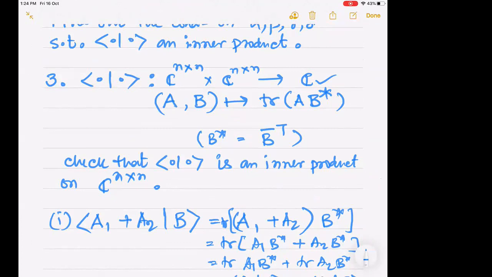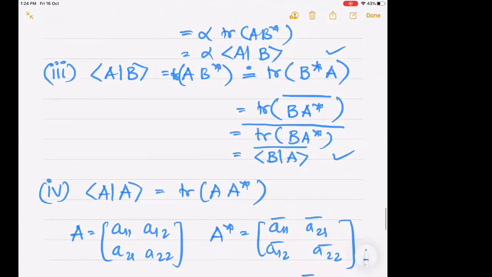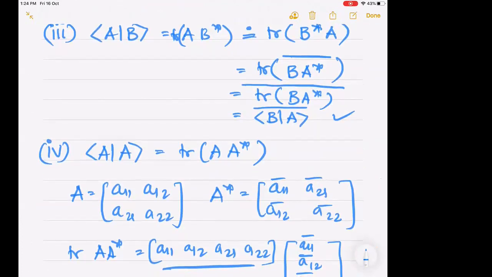Over non-square matrices also one can define an inner product like this using the idea of a trace. If you think of this trace, defining an inner product on C^(n×n) via the trace is nothing but identifying matrices in C^(n×n) as vectors in C to the n squared, and defining the standard inner product.